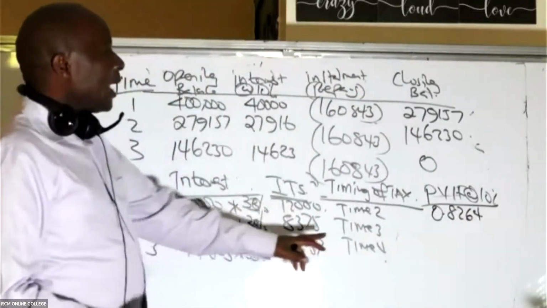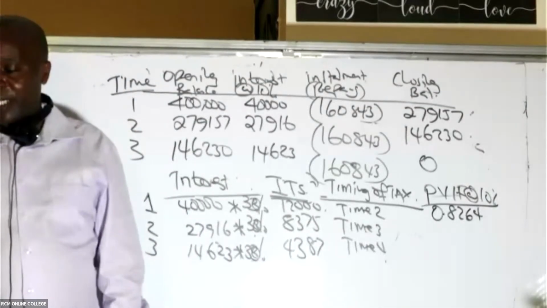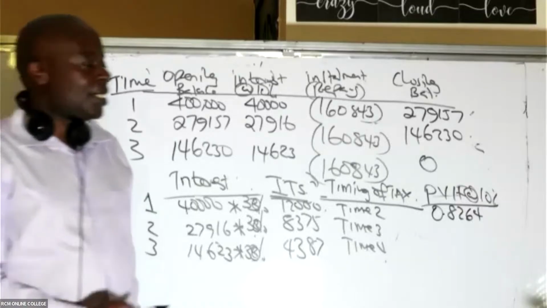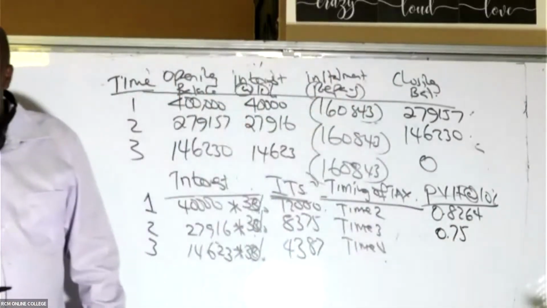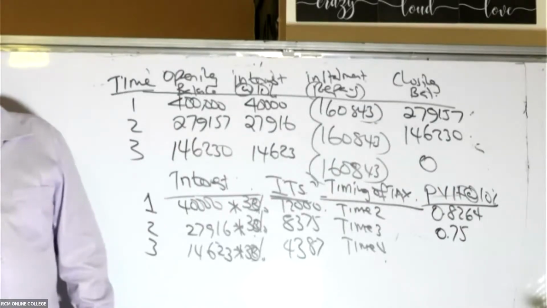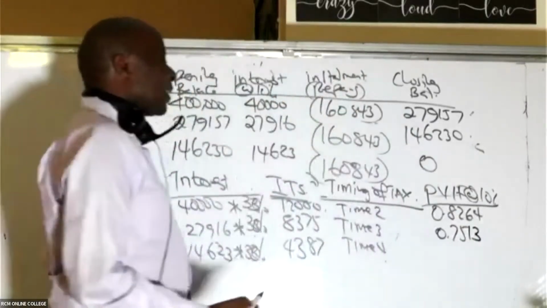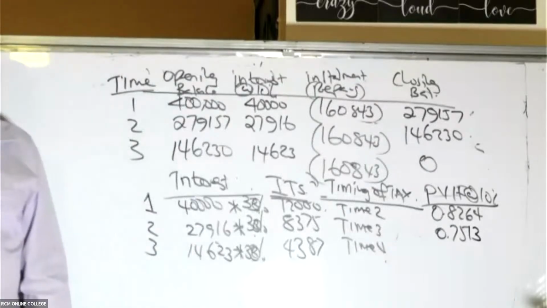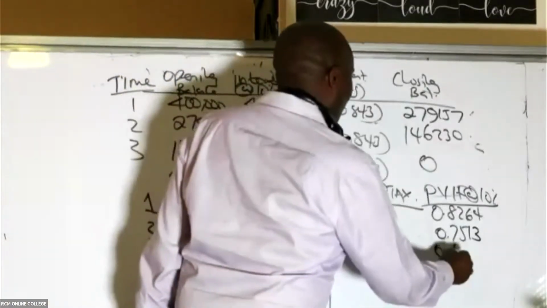How about 10% times 3? 10% times 3. That is 0.7513. And then lastly, ladies and gentlemen, what do we have here? Lastly, we have 0.6830.